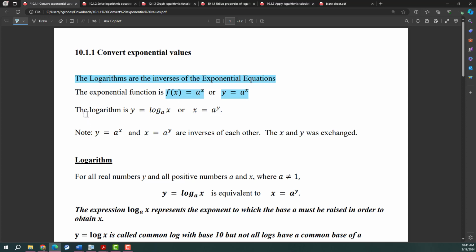Right below it, it says the logarithm is y equals log base a of x, or x equals a to the y power. You can see that it's like we did previously. Whenever we were trying to find the inverse, we switched our x's and our y's. So that's what this is. They tell us what we're going to be exchanging out.